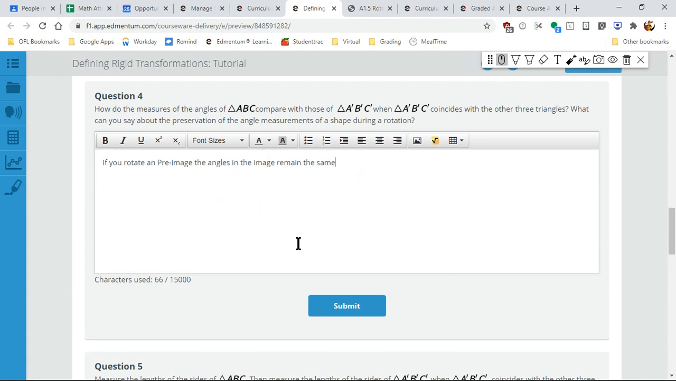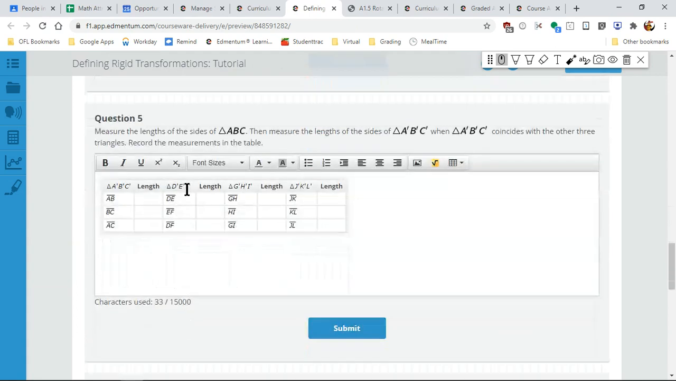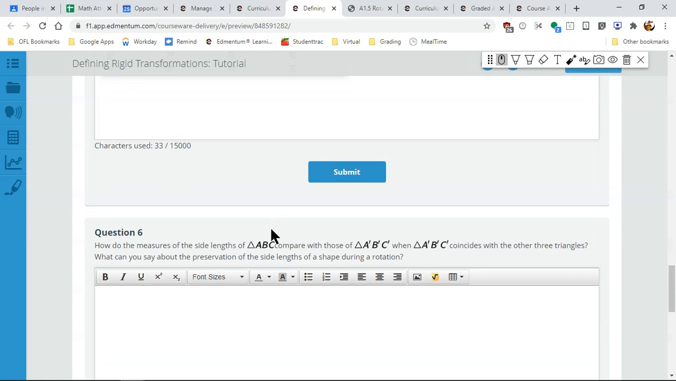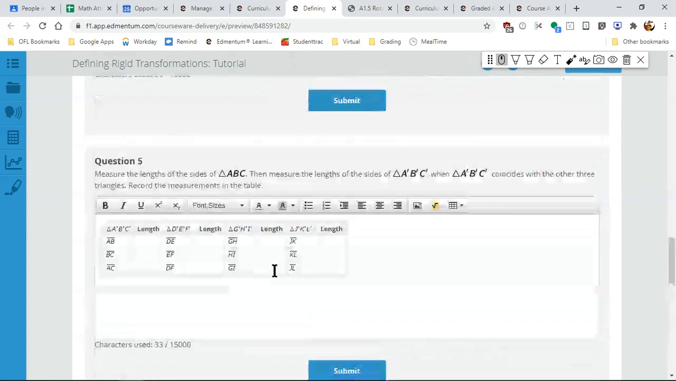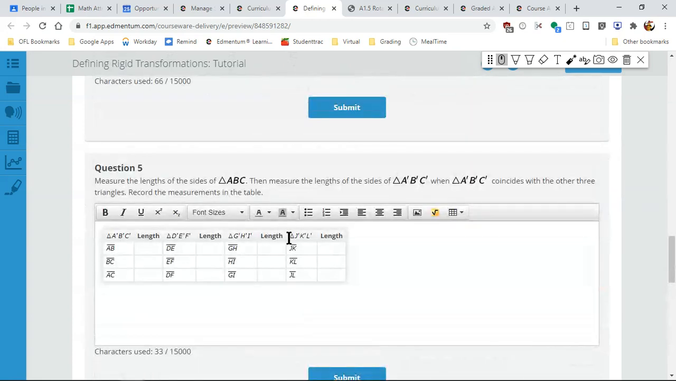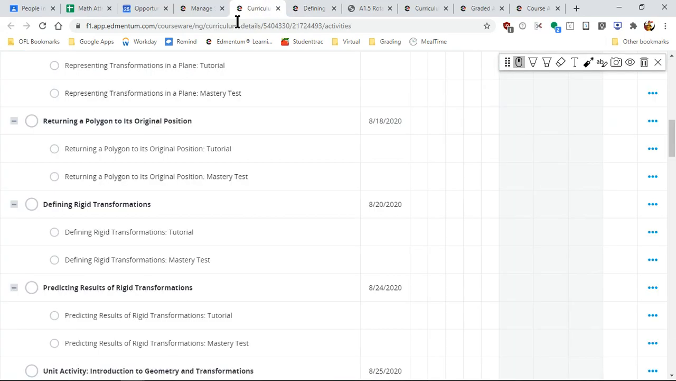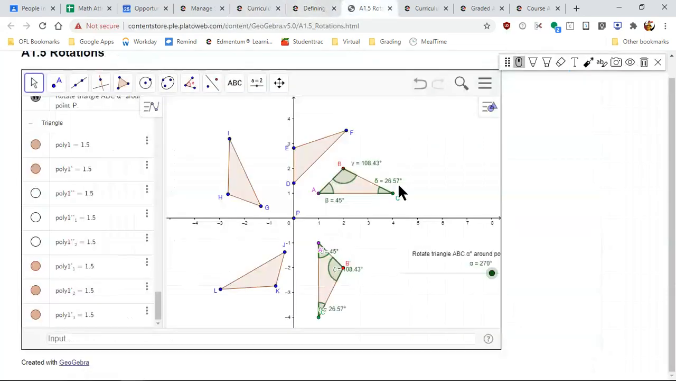That's all this is saying. Now we're going to measure the lengths. So what do you guys think is going to happen to the lengths? If the angle stayed the same, the length should stay the same too. All we're doing here is just proving that fact.